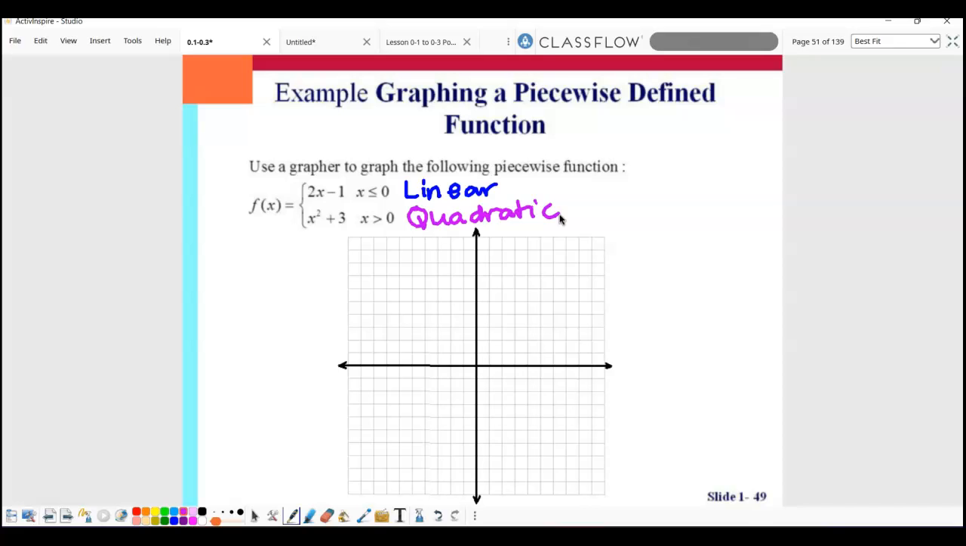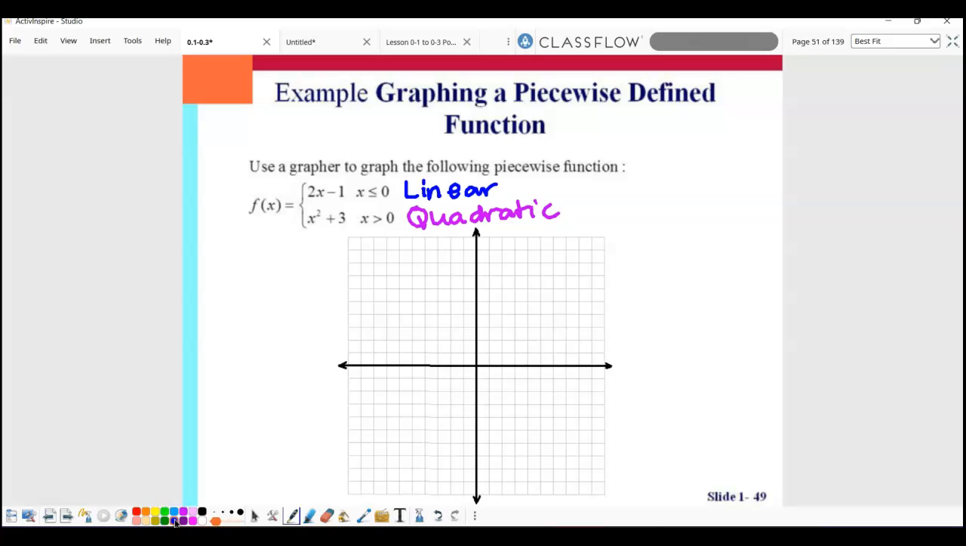In calculus, we really like when they overlap or meet each other because that makes them continuous. If they don't overlap or meet each other, then they have what we call discontinuity. And then they're discontinuous and we can't perform certain math to them. So let's look first at the linear.